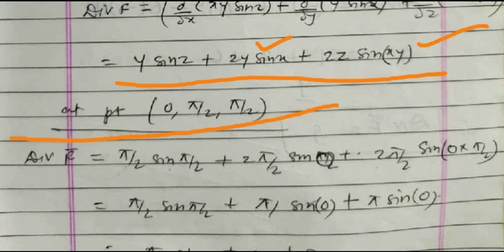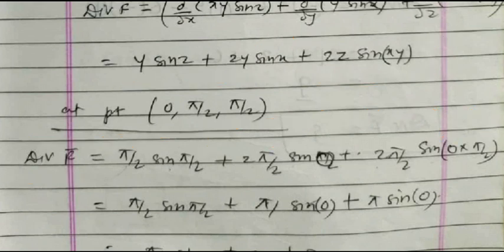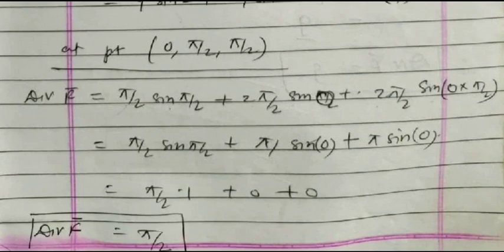Now the divergence of f bar at the point (0, π/2, π/2). That means put the value of x as 0, y as π/2 and z as π/2. So the divergence of f bar is (π/2) sin(π/2) + 2(π/2) sin 0 + 2(π/2) sin(0 · π/2). So the remaining term is (π/2) sin(π/2) plus π sin 0 plus π sin 0, where the 2s cancel.